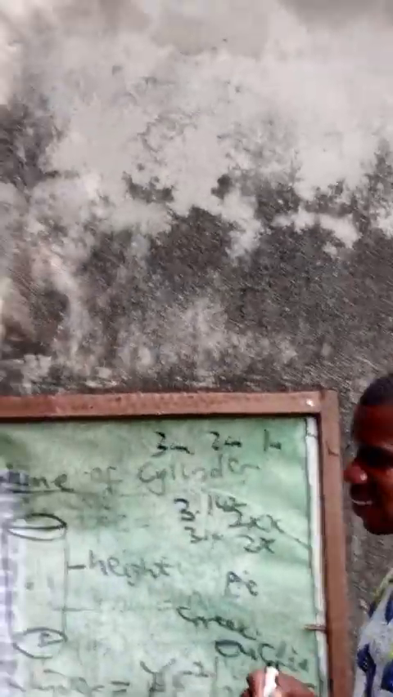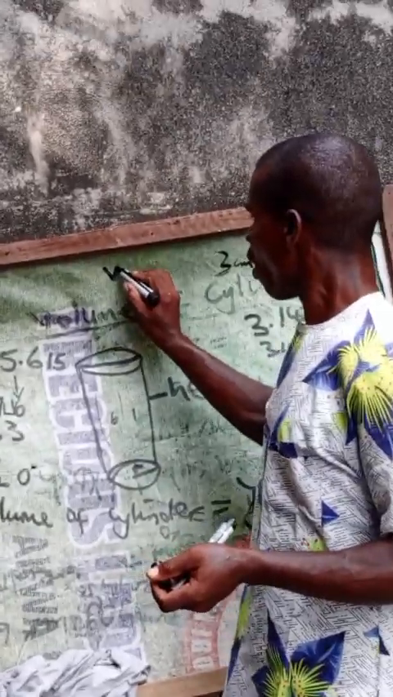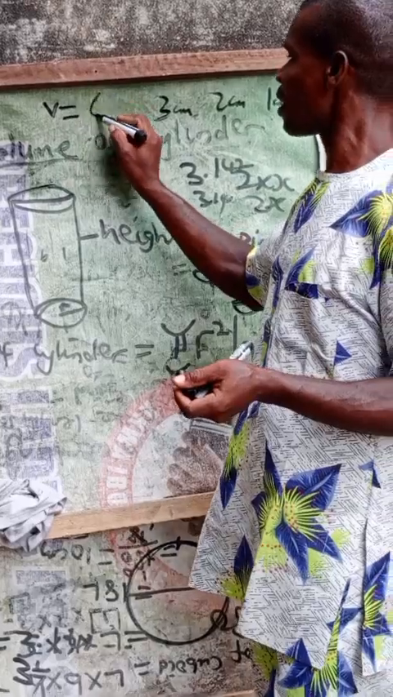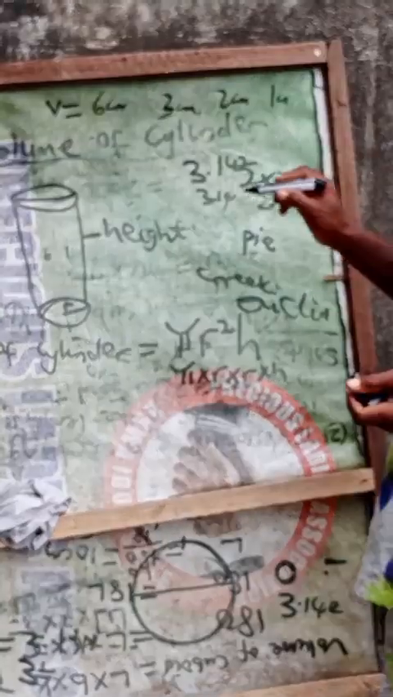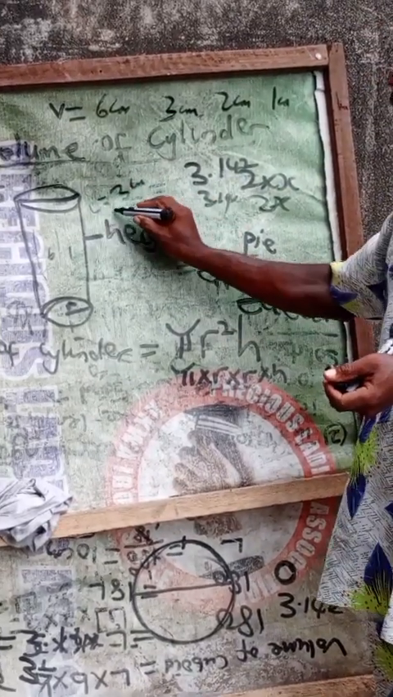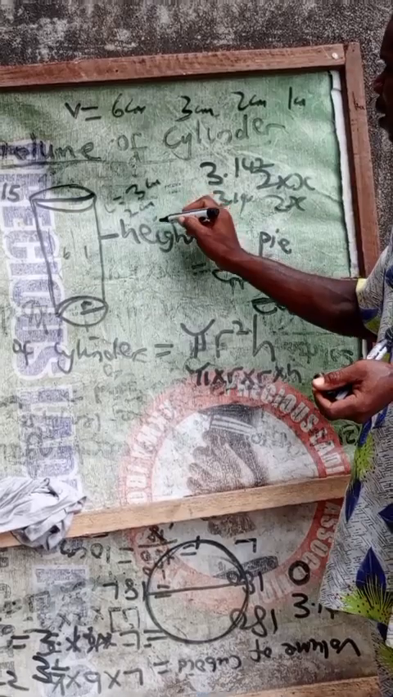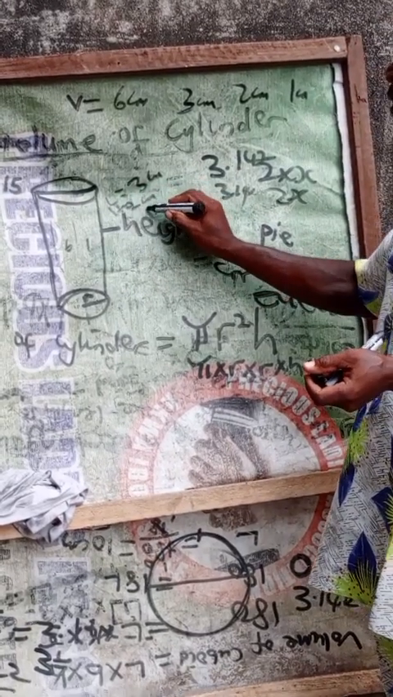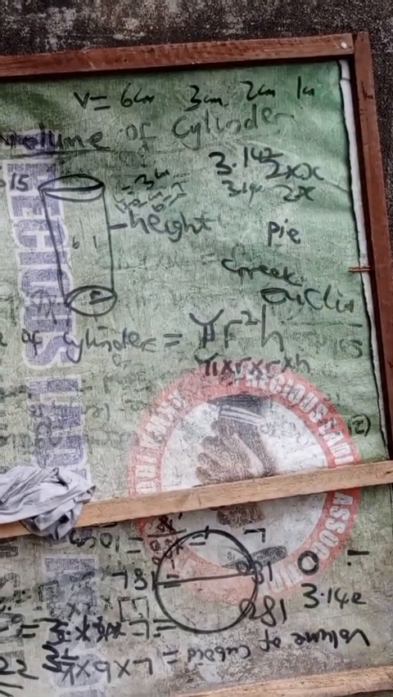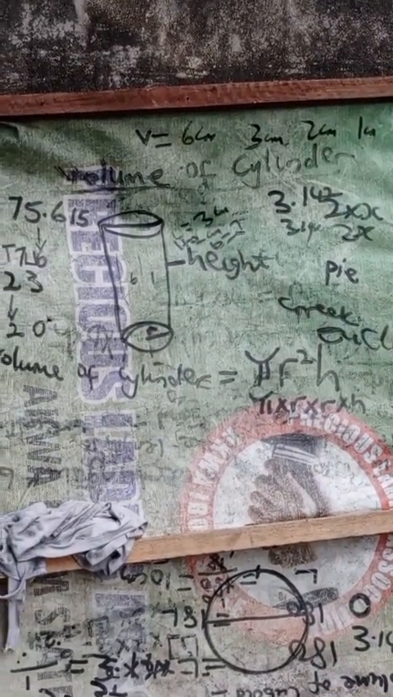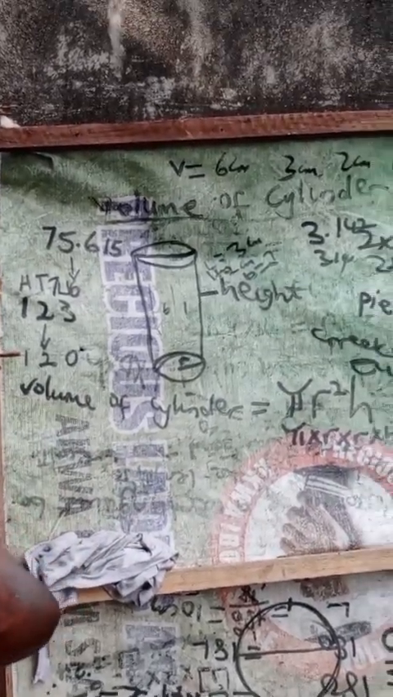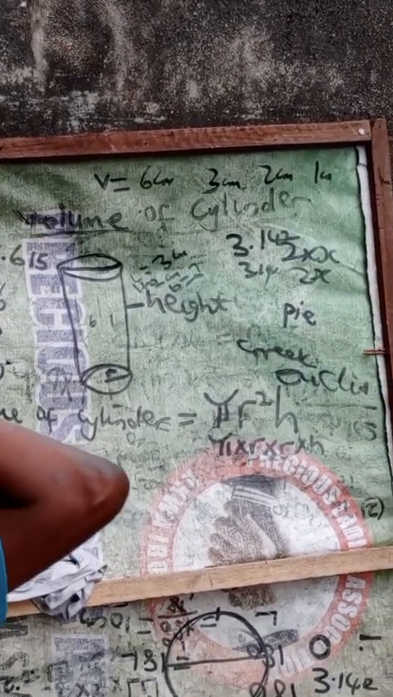Now listen again. If the volume of a cuboid is 6 cm cube, the length is 3 cm, the height is 2 cm, then what will be the breadth of that cuboid? 1 cm. Correct. How do you get the 1 cm? Because 6 divided by 6. Yes, correct.